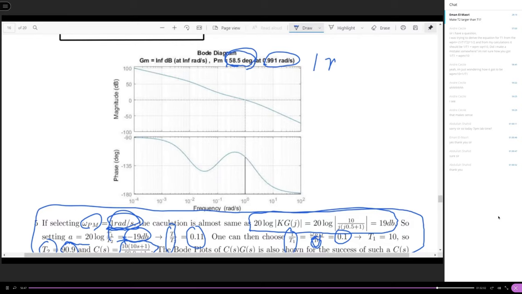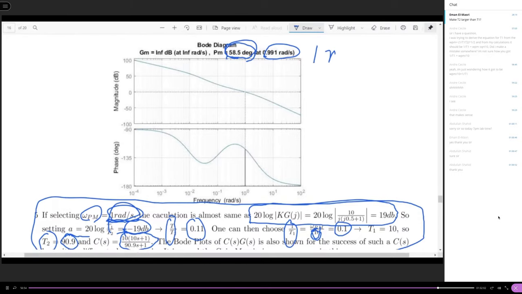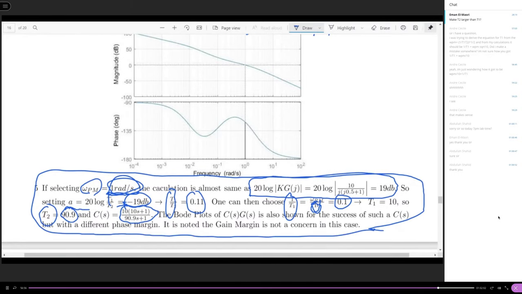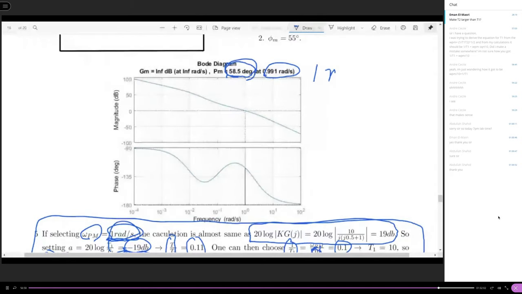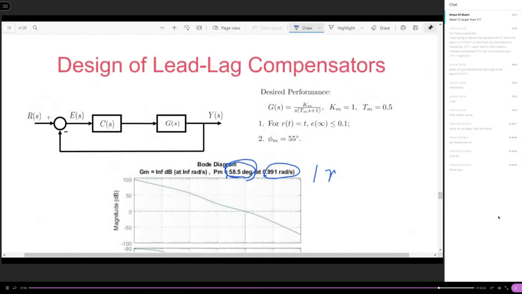You can keep trying. This means you can further decrease the allowance number. So this is the computation procedure for the phase lag compensator. I will stop the lecture here, and I will take some questions if you have any.